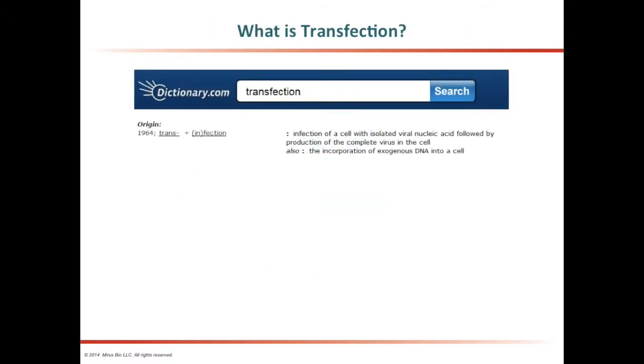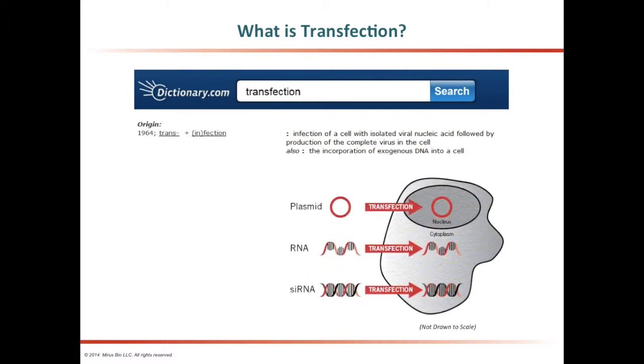So what does the term transfection mean? Interestingly, the term transfection was first used to describe the infection of a cell with viral nucleic acid. The term has evolved over time and today has come to mean mostly the delivery of exogenous nucleic acid into mammalian cells or insect cells. This is not limited to plasmid DNA, but it could be siRNA, microRNAs, CRISPR guide RNAs, oligonucleotides, or even proteins.